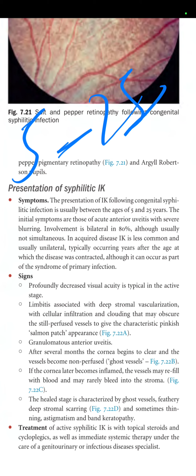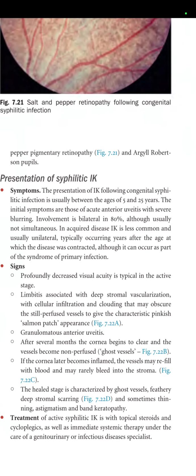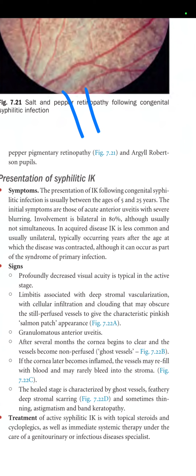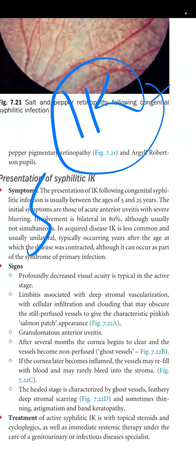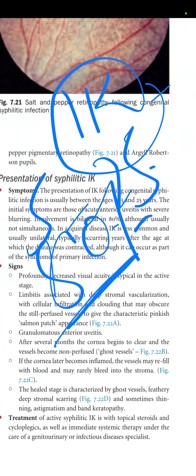The initial symptoms are those of acute anterior uveitis with severe blurring. Involvement is bilateral in 80%, although usually not simultaneous. In acquired causes, IK is less common and is usually unilateral, typically occurring years after the age at which the disease was contracted, although it can occur as part of a primary infection syndrome. So IK is usually associated with congenital infection, usually presents at 5 to 25 years of age, and its involvement is usually bilateral 80% of the time.